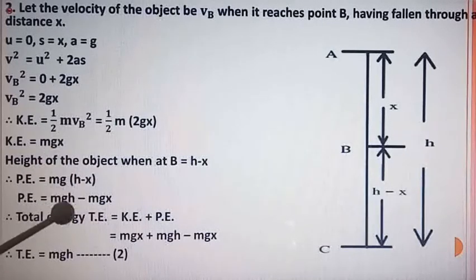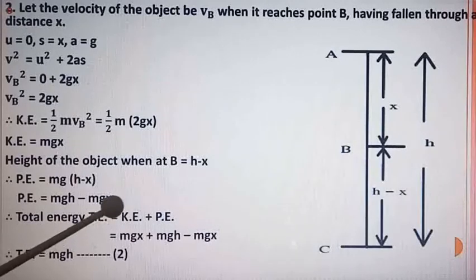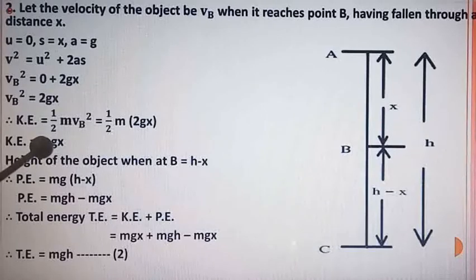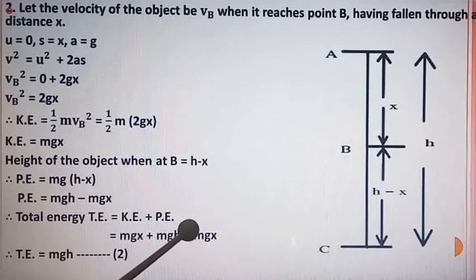Now what is total energy? As we have seen, total energy is kinetic energy plus potential energy. So mgx plus potential energy, which is mgh minus mgx. Plus mgx minus mgx will get cancelled off. So total energy is equal to m into g into h, equation number 2.